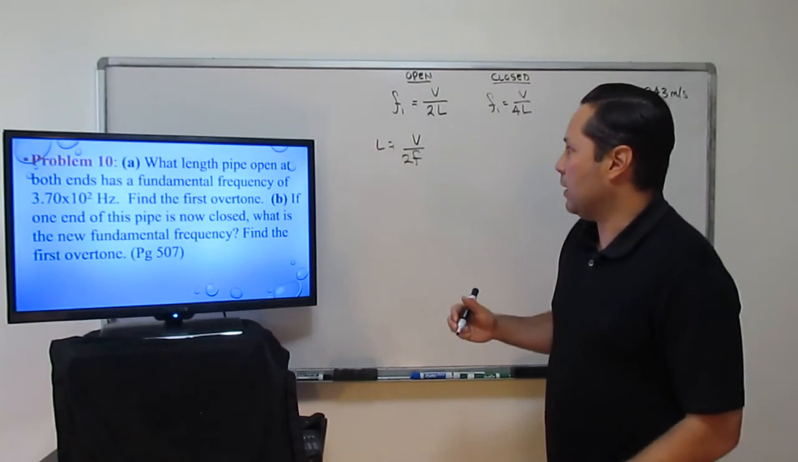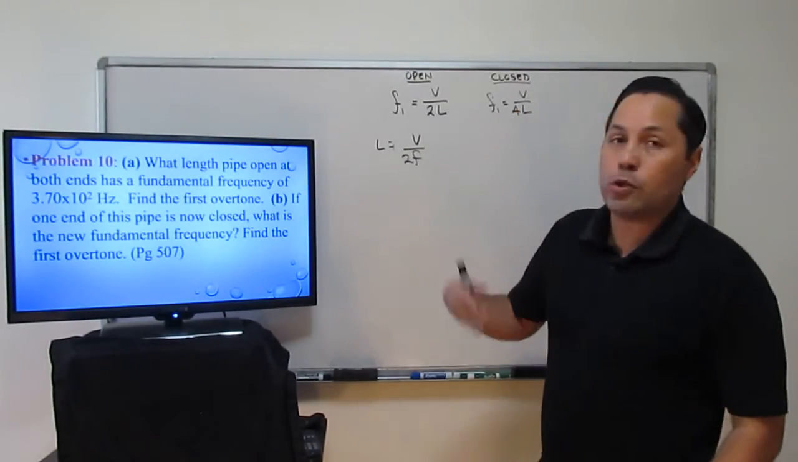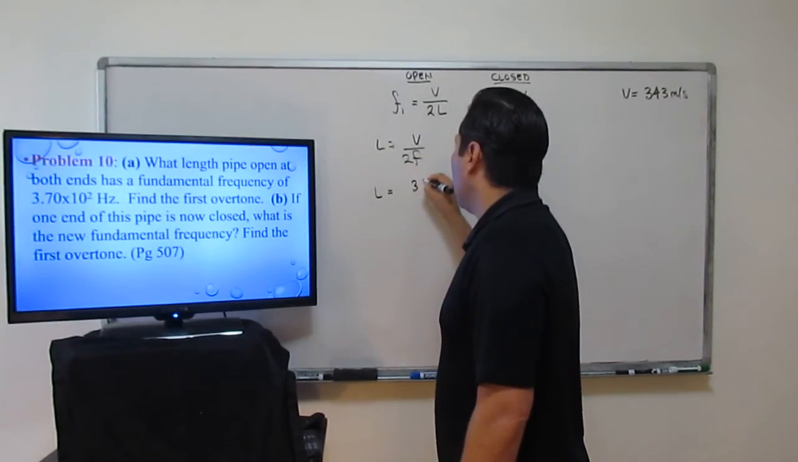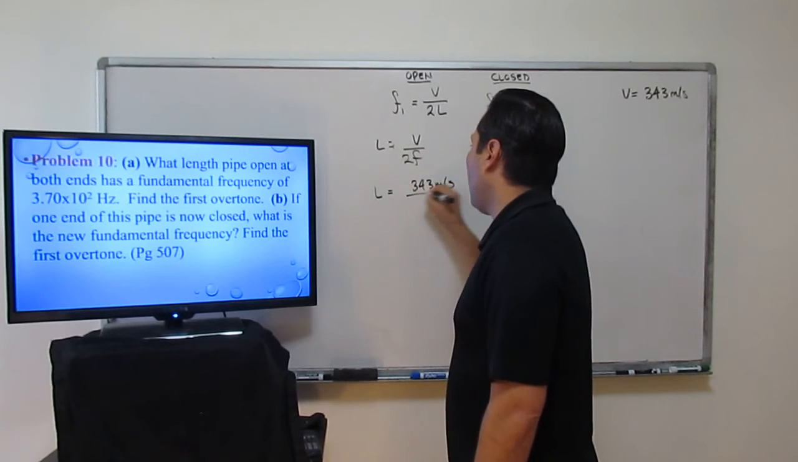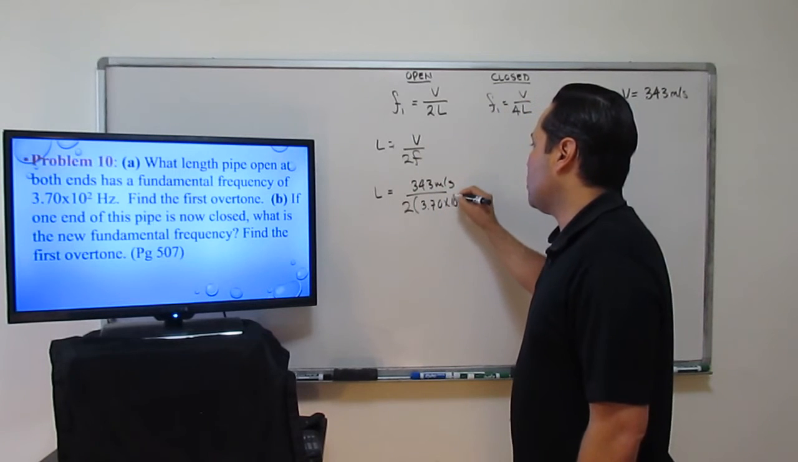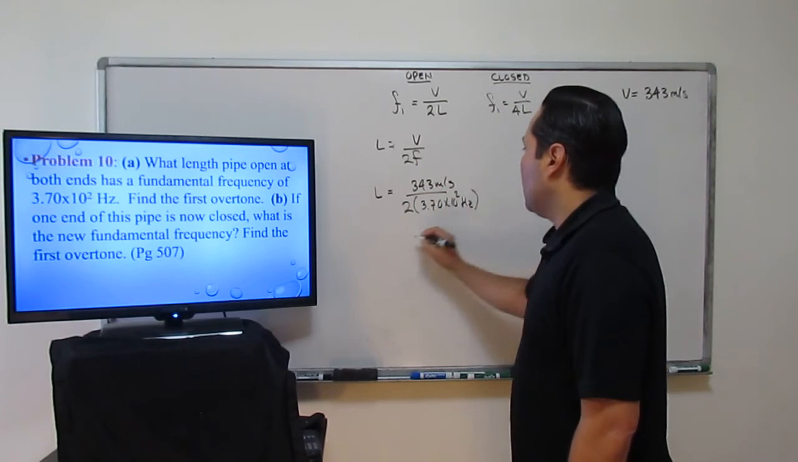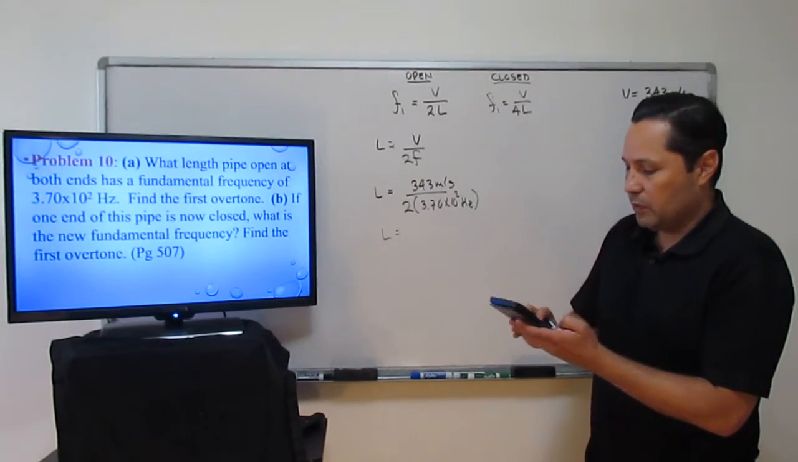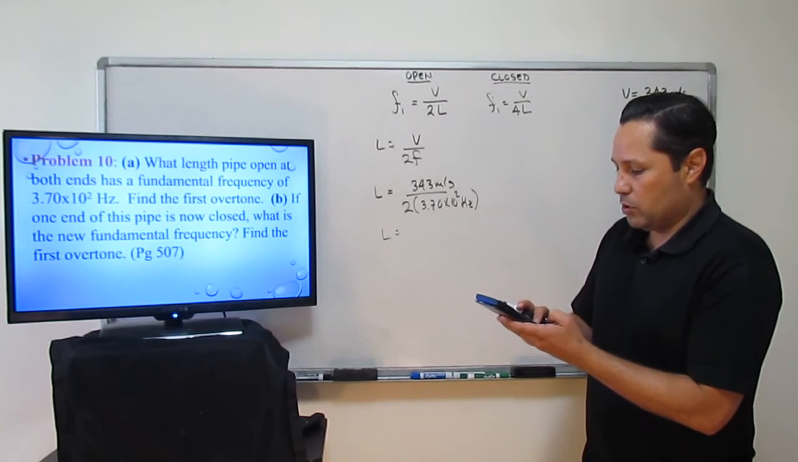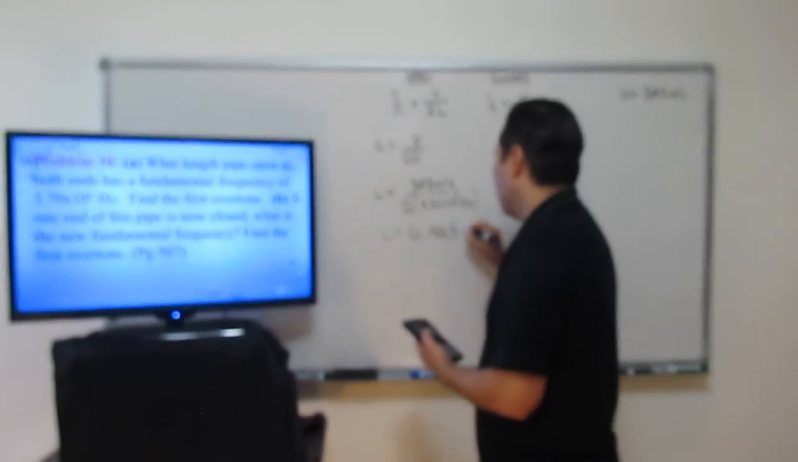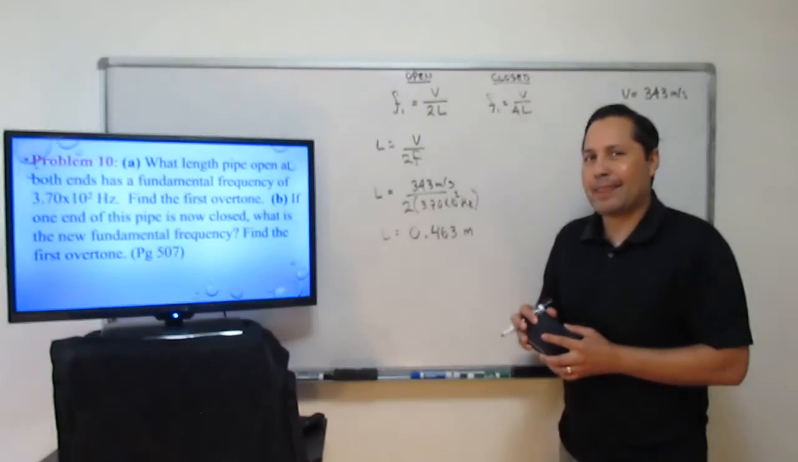That's what they want, find the length, and then after that they're going to want us to find the first overtone. Alright, so now that we have the length, let's get 343 meters per second over 2, and the frequency, it is 3.7 times 10 to the 2 hertz. So the length of the pipe is going to be 343 divided by 2 times 370, close parentheses, equals 0.463 meters. Alright, so that is the length of the pipe.